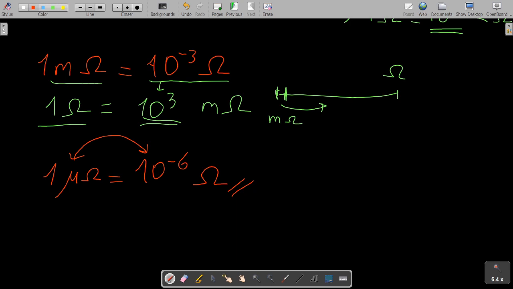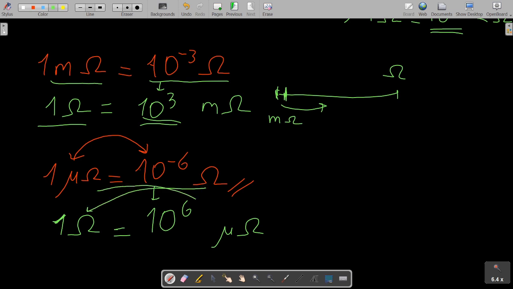So from here, can I write 1 ohm in terms of micro ohms? How many? 10 to the power 6. From here to here, I'm changing. See, I put ohm here, micro ohm here, and then I change the sign. And this makes sense because micro ohm is so small, we need 1 million of it to make 1 ohm.